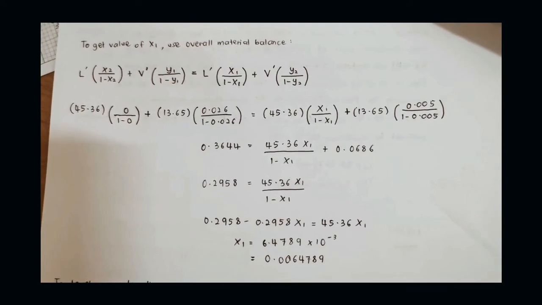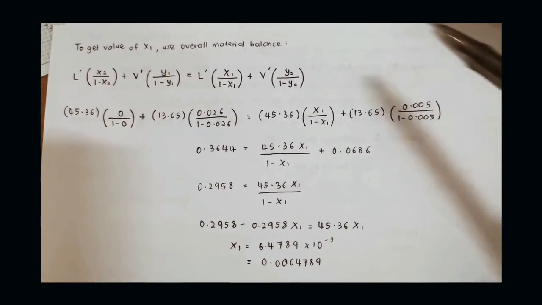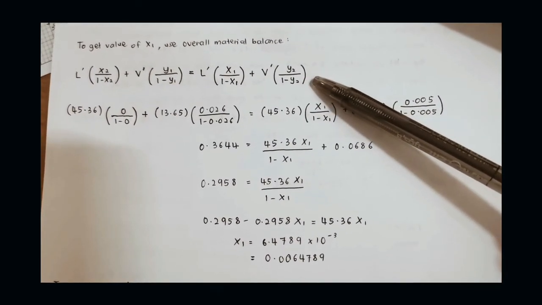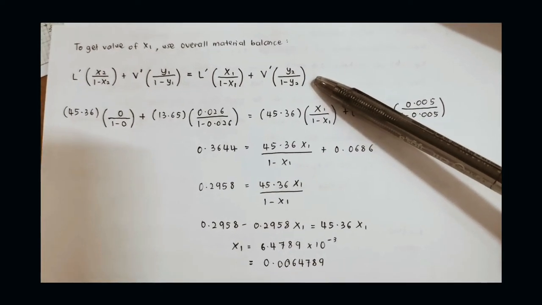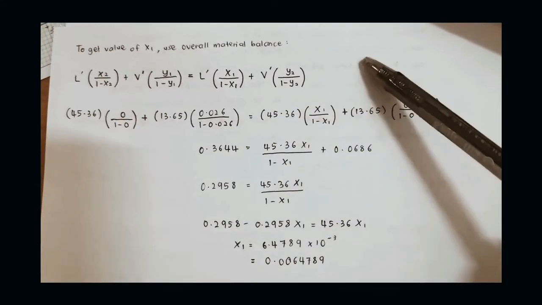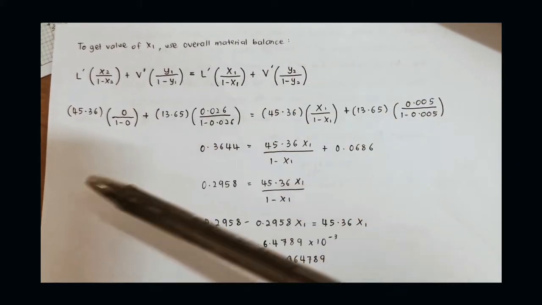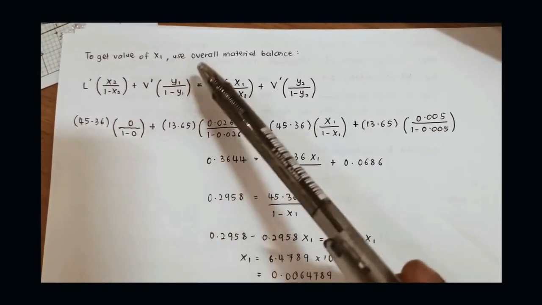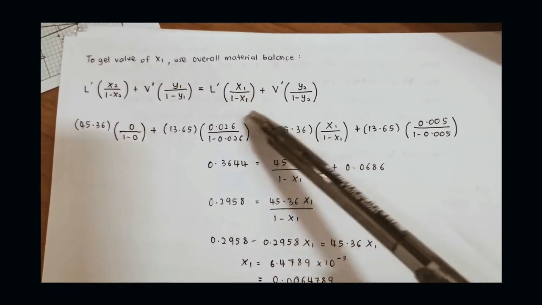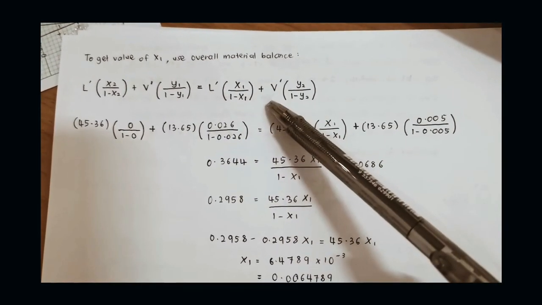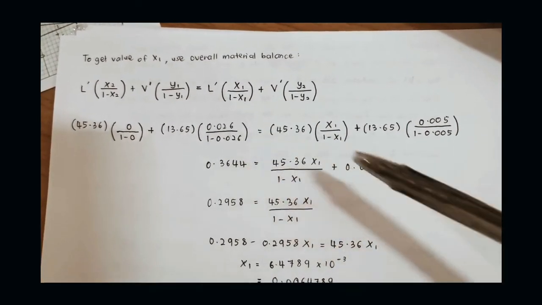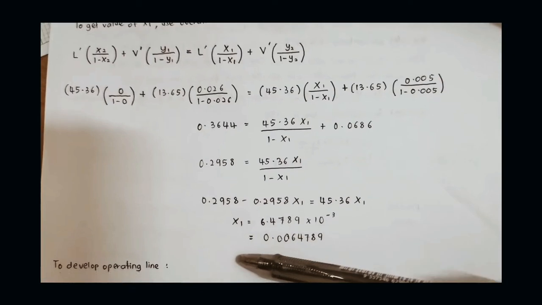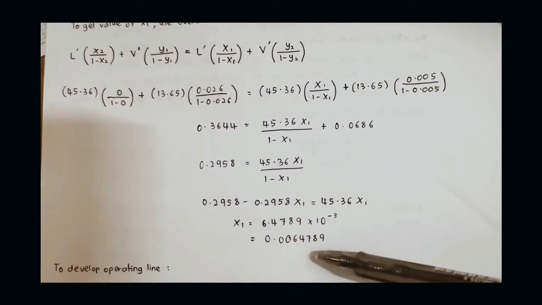Okay, so in order to get X1, we have to use overall material balance. This equation we can get from the appendix. This equation is used for the packed absorption column. So we just have to substitute all the information such as L prime, X2, V prime, Y1, L prime, X1 we want to find, V prime and Y2. Substitute all the information that we got into this equation, and we will get X1 equal to 0.006479.